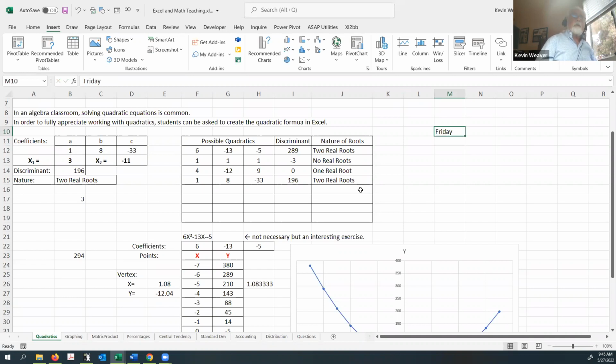Friday. Notice that little gooby on the bottom right-hand corner of Friday. If I put the mouse on it and drag it down, look what it does. It says, oh, I know what comes after Friday. It's Saturday, then it's Sunday, and so on. And it fills it down.